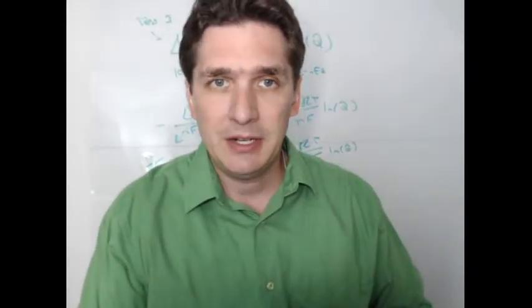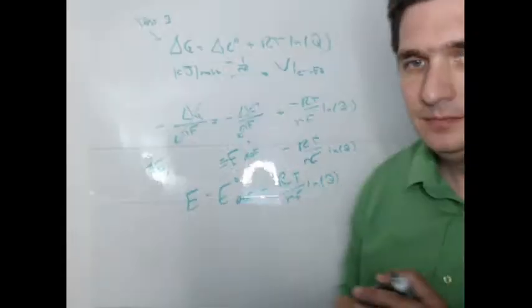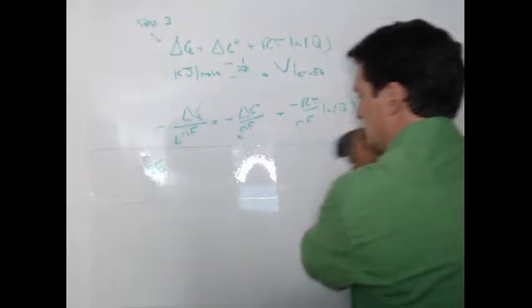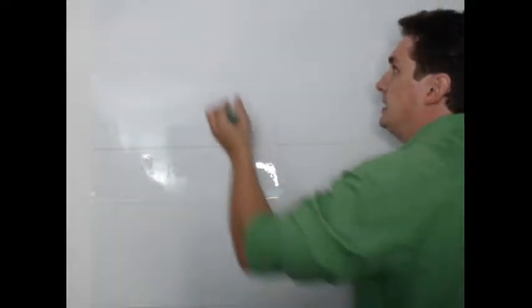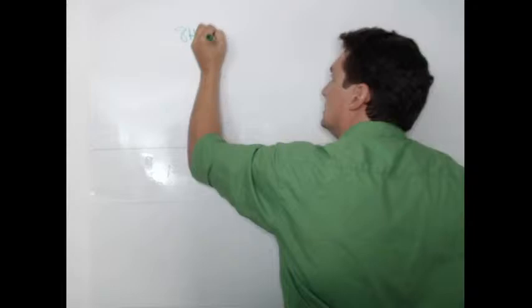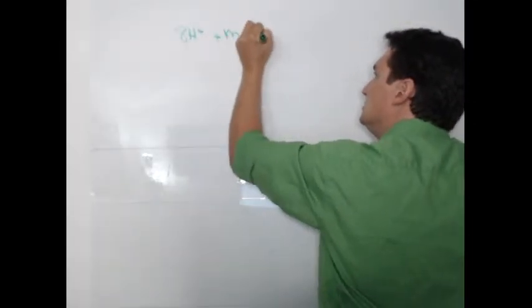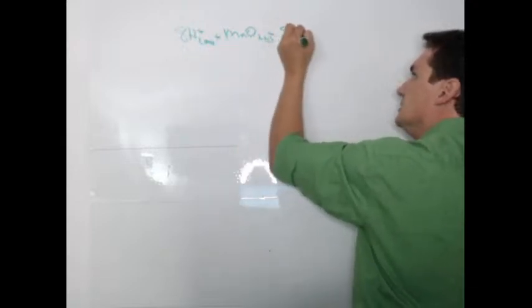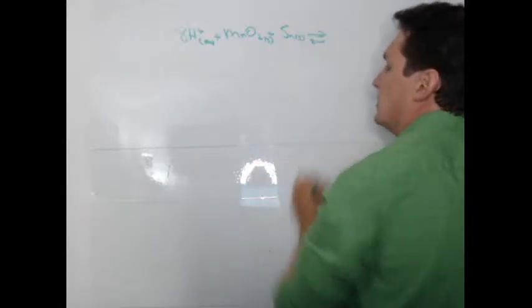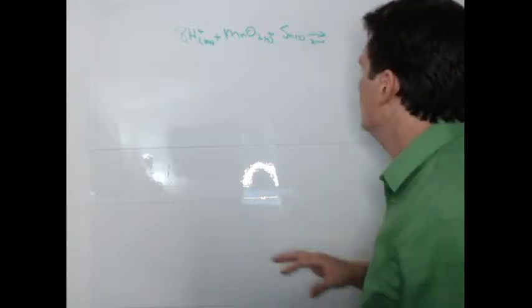So let me bring up the reaction. The reaction is 8H+ plus MnO2 solid, aqueous, plus 10 solid goes back and forth, and we do have to write this reversibility arrow. It is a weird nuance of electrochem.